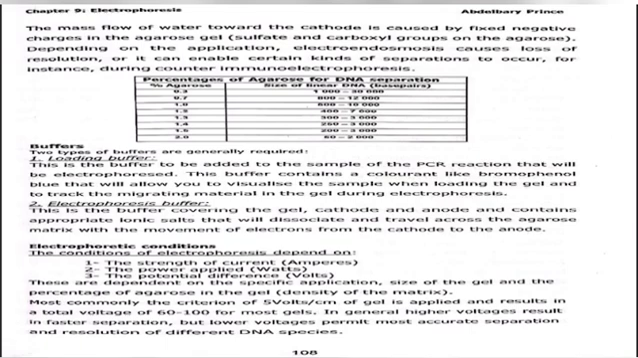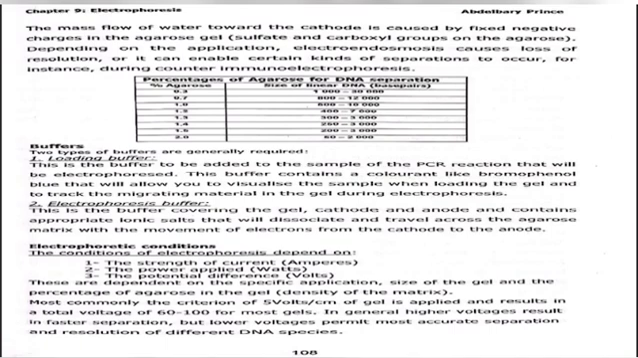1.2% agarose, 400 to 7,000 base pairs of linear DNA. 1.3% agarose, 300 to 3,000 base pairs of linear DNA. 1.4% agarose, 250 to 3,000 base pairs of linear DNA.